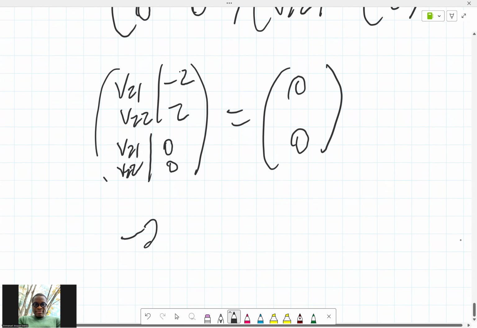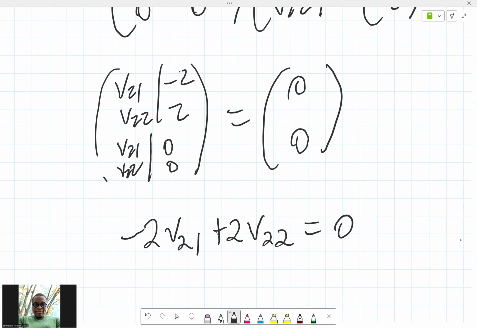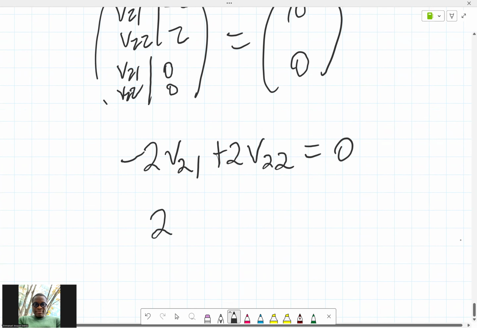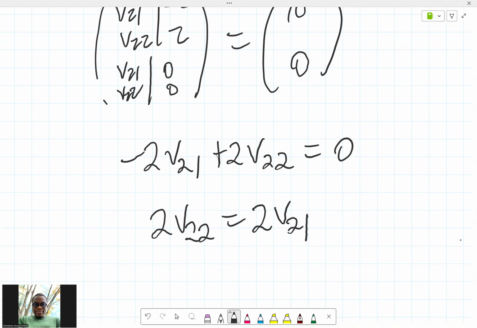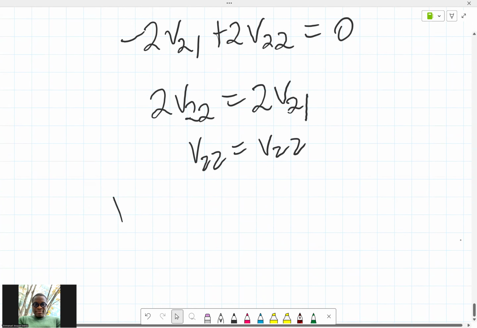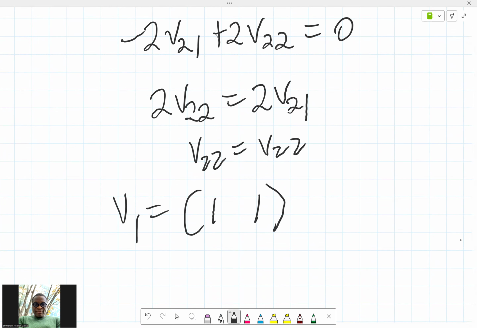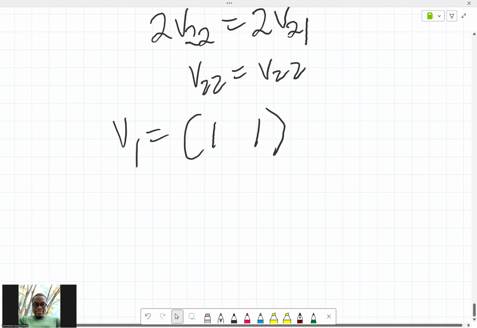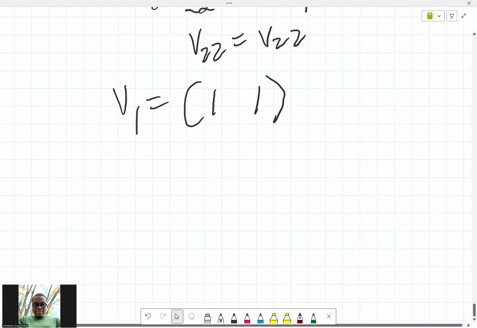So this is minus 2v21 plus 2v22 equals 0. So for the other one, nothing. So we can use only this one. So 2v22 is simply equal to 2v21. So that means v22 is equal to v21. So in all, v1 is simply the same thing as 1, 1, basically, and any multiple of this can also do the job. So we have those two now.